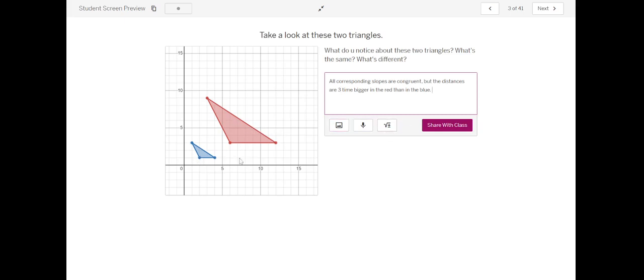Something very important to note is slope and angles are very tightly connected. They're just different ways of representing the same concept.